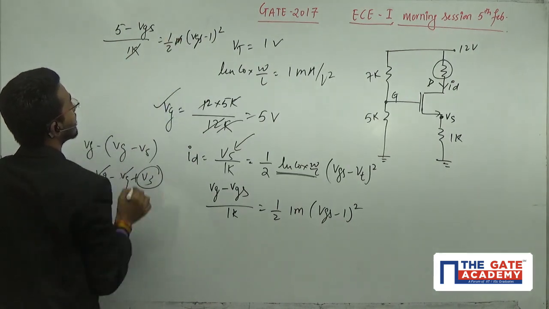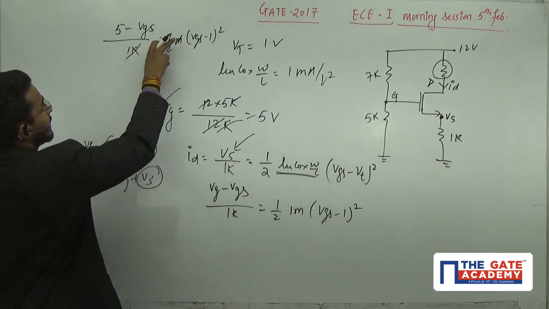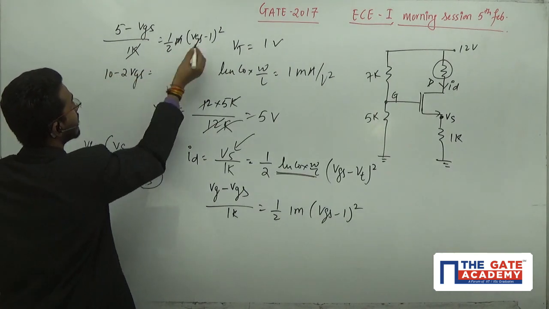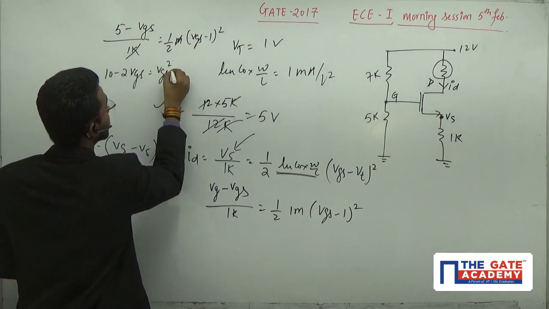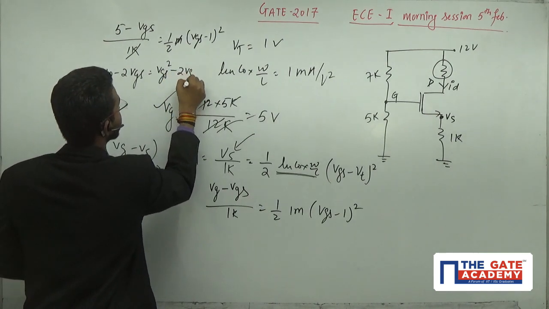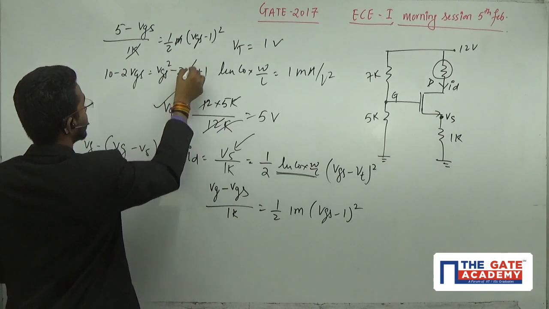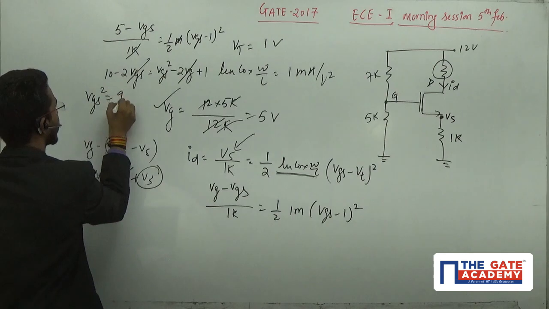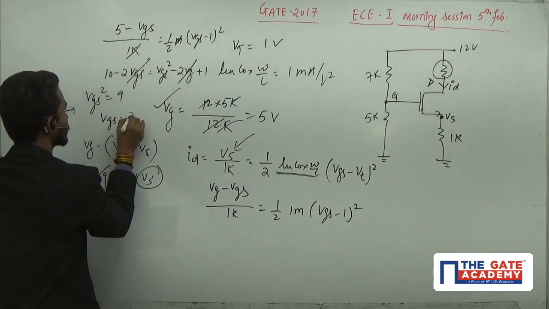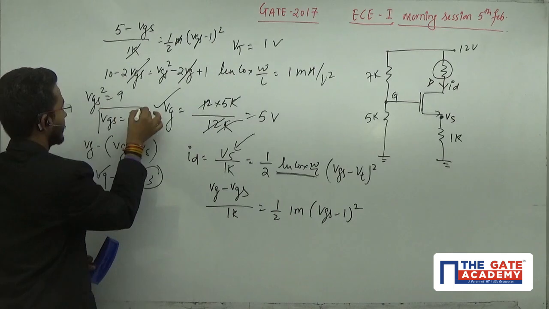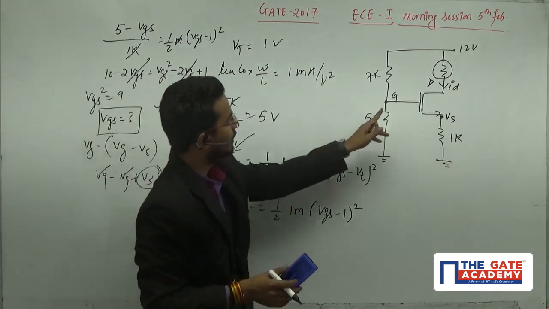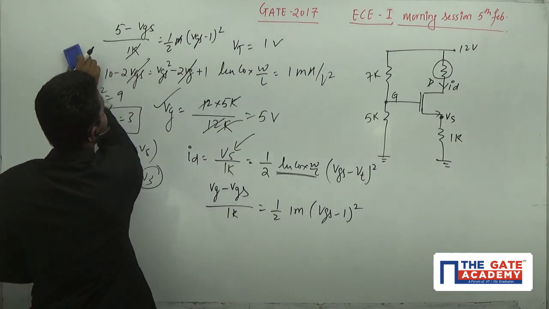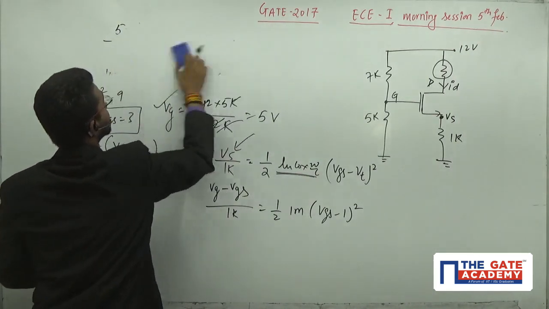Kilo and milli will cancel out, because if you multiply here, kilo and milli cancel. That means 10 minus 2 V_GS equals the expansion V_GS square minus 2 V_GS plus 1. The minus 2 V_GS cancels out, and V_GS square is equal to 9. That means V_GS is equal to 3. That means you got the value of V_GS. Again, these calculations are not required for the final solution.